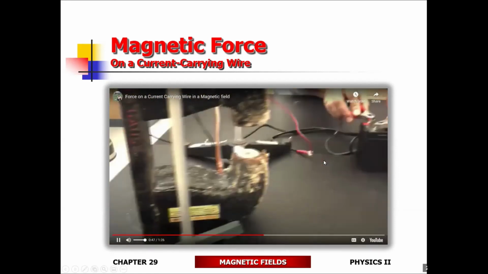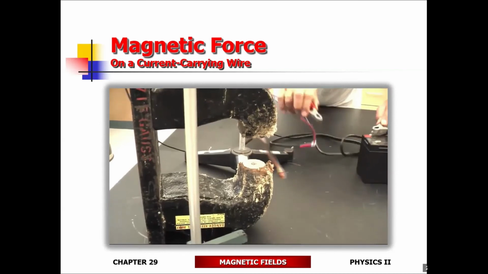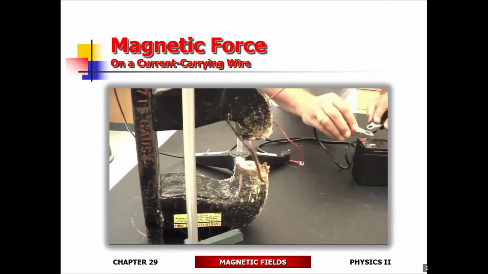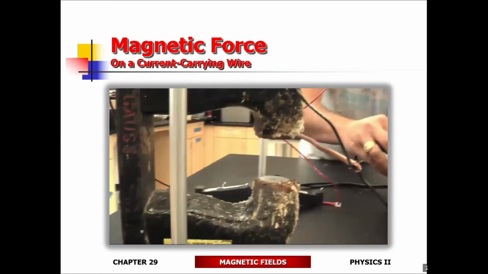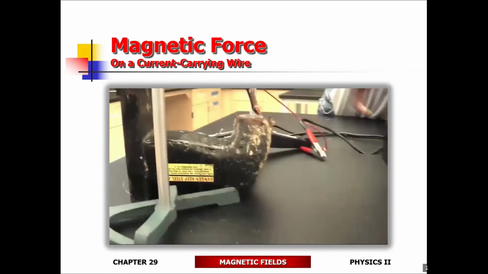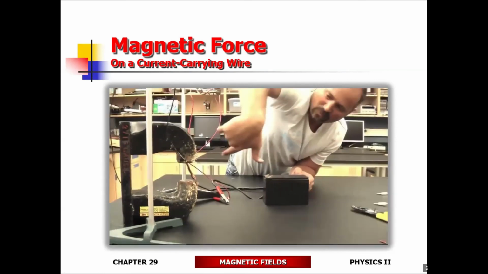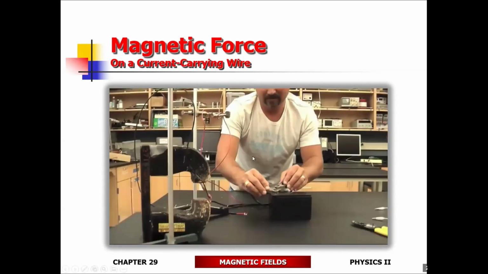If I reverse the direction of the current, we expect an outward force. Get this out of the way. And there you see it, floating there. Because now that I've reversed the direction, the current is flowing this way, magnetic field is pointing up, we expect an outward force. And that's what you see.